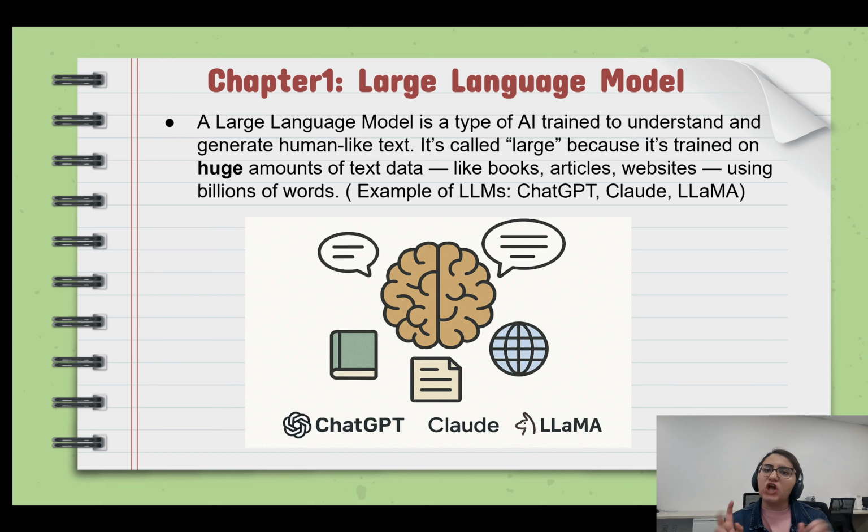We call them large language models, and the reason is that these models are trained on a huge amount of data, huge amounts of text data like books, articles, websites, and billions of words.